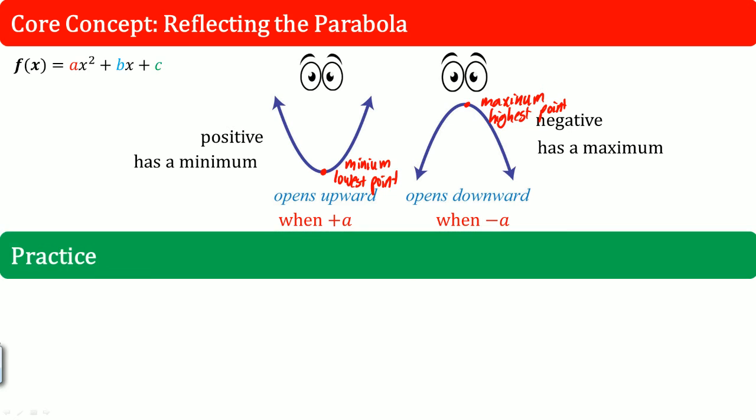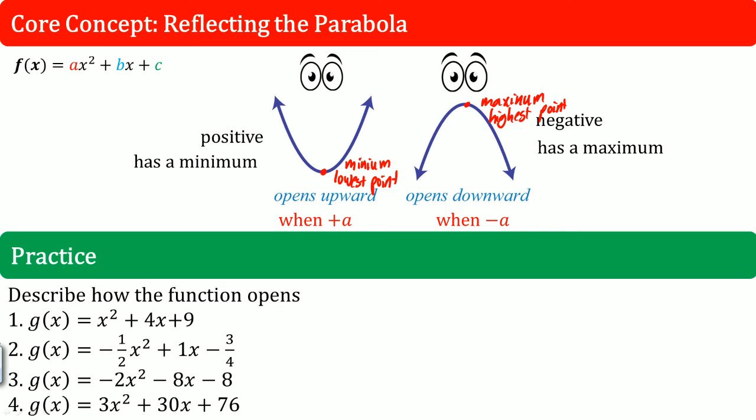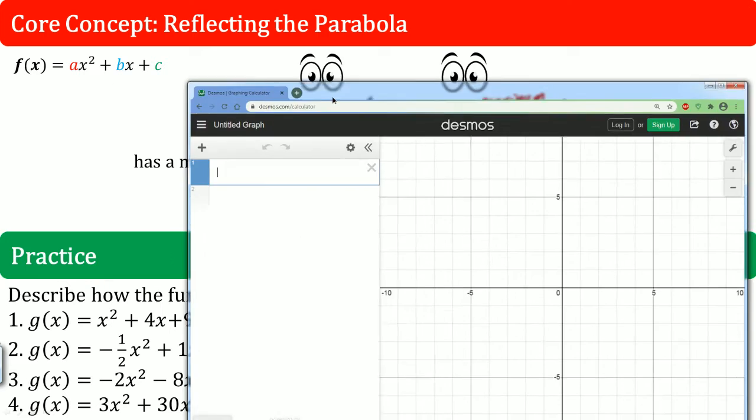Now, I would like you to practice. Given these 4 problems, you have to tell me how it opens. Up, down. And the way you approach that is by looking at the A. Give that a try. All right, let's do the problem now.